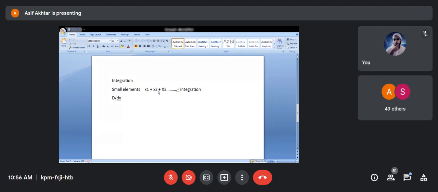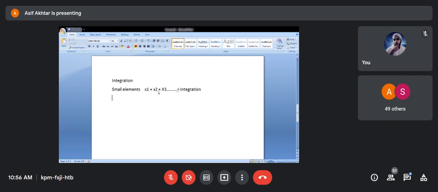Right? So here in integration, we don't have this; we have a symbol, which I have already discussed with you. I will show you the symbol of integration. That symbol will always identify that the integration process is going on.